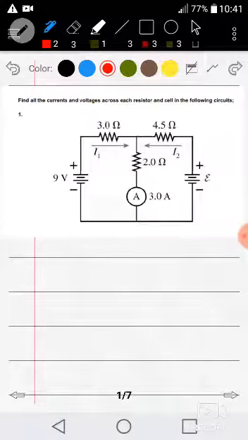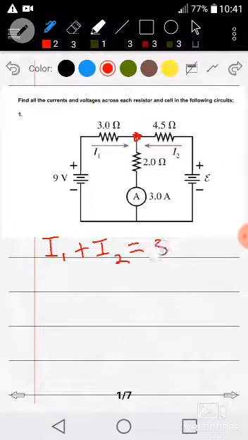So I1 and I2 meet at this junction and join up to give a current I3. At that junction, from the junction rule, we can say that I1 plus I2 gives us 3 amperes, as that would be our I3. So this is our first equation.